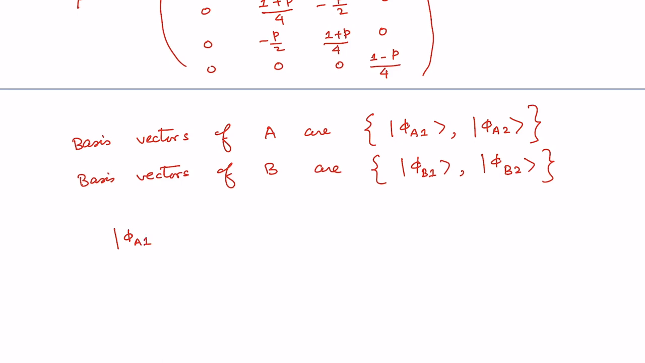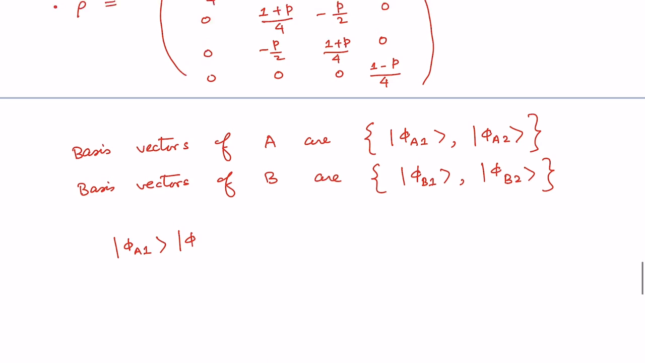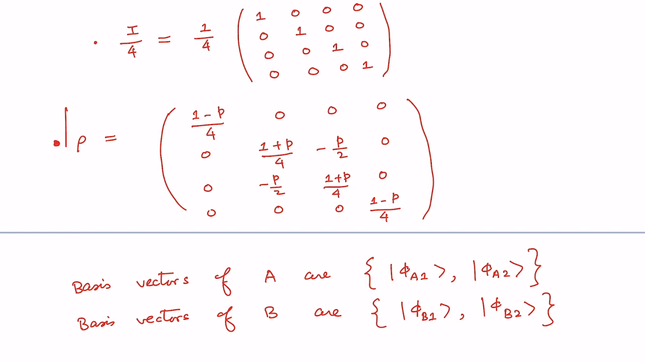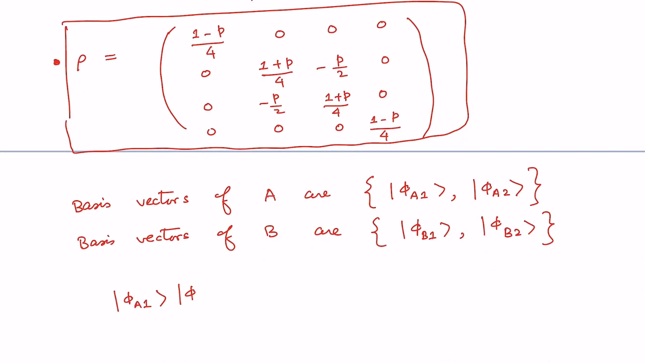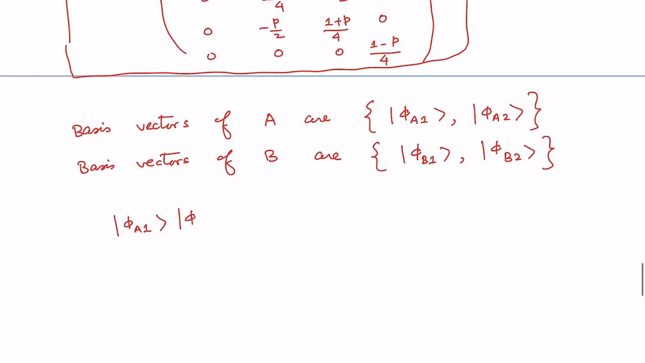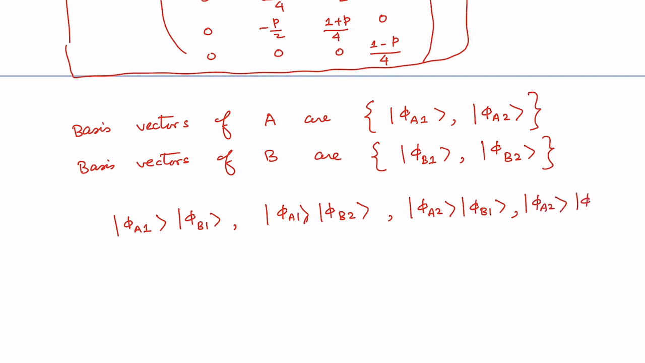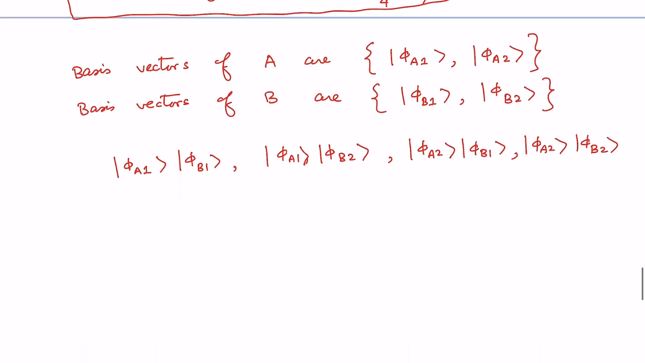Let us say it is phi A1, because now this is a composite system. This density matrix represents a composite system of A and B, and this composite Hilbert space is spanned by the basis vectors of A and B, and these basis vectors are going to be arranged in this order: |phi A1, phi B1>, then |phi A1, phi B2>, then |phi A2, phi B1>, and |phi A2, phi B2>. Let me explain it a little bit more clearly.